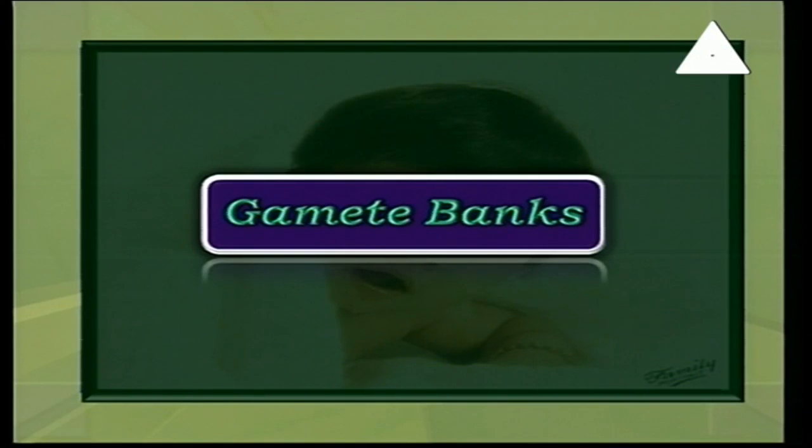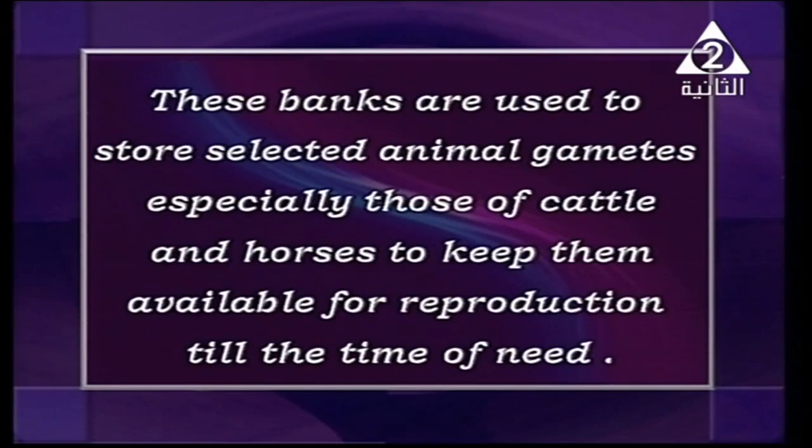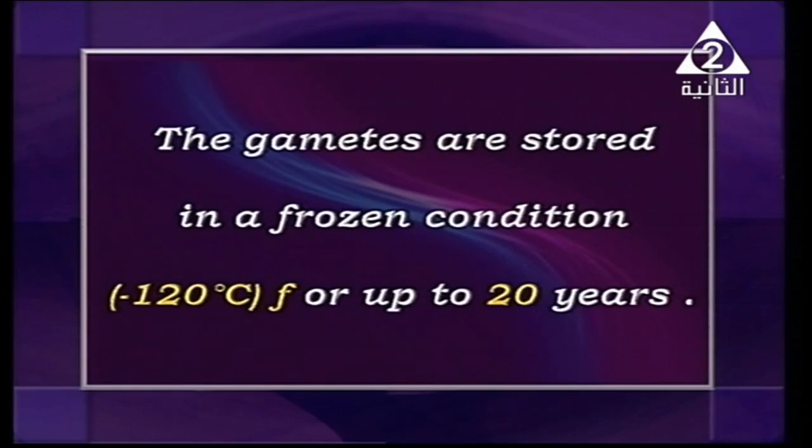Finally, we have something called gamete banks, and it's a very nice and awesome idea. Well, gamete banks are found in some European and American countries. These banks are used to store selected animal gametes, especially those of cattle and horses of very rare or very desired strains, to keep them available for reproduction until the time we need them. The gametes are stored in a frozen condition at about -120 degrees Celsius for up to 20 years, and we can freeze them even longer than that.